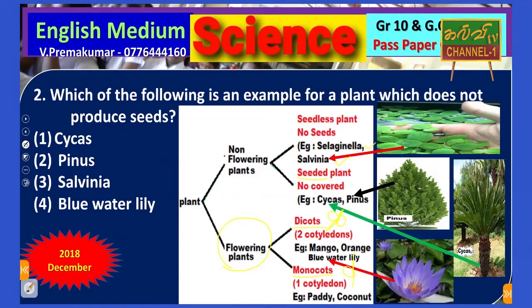Which of the following is an example of a plant which does not produce seeds? Answer: Salvinia is the correct answer, right? Salvinia has no seeds, but Cycas and Pinus produce seeds, and blue water lily also produces seeds, right?